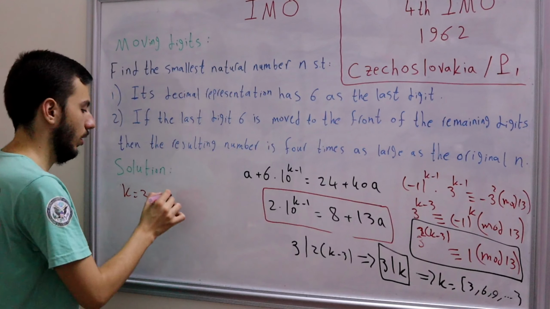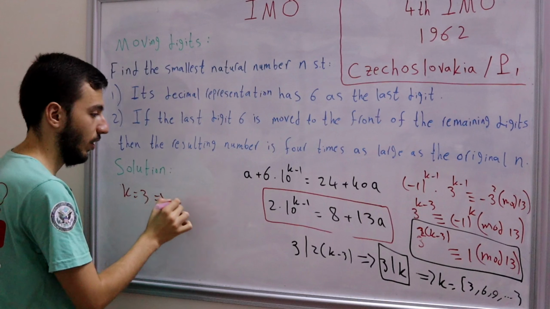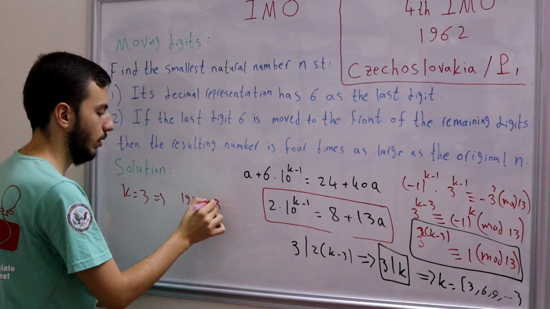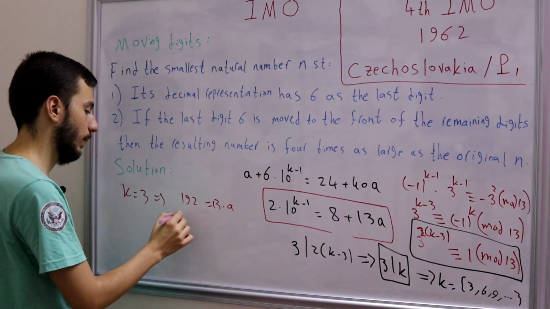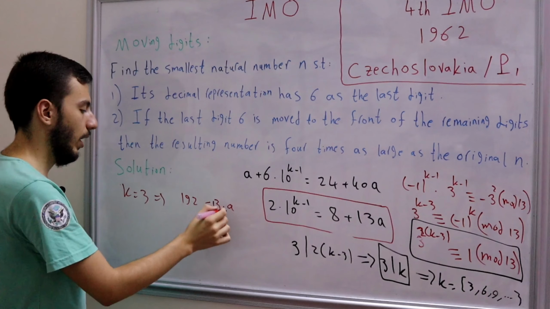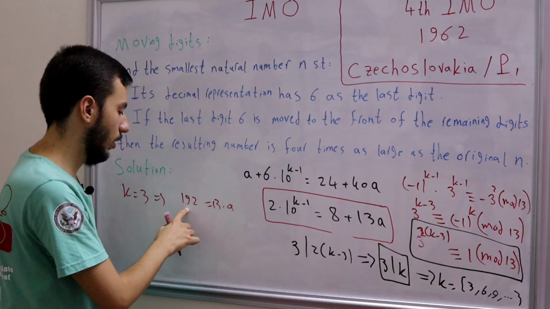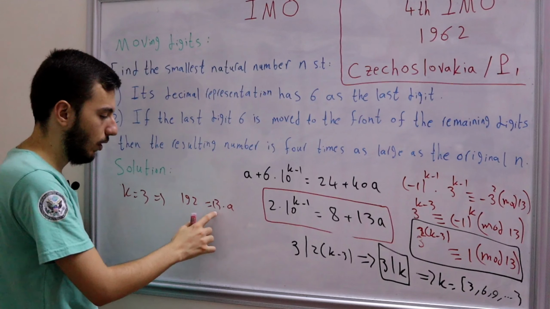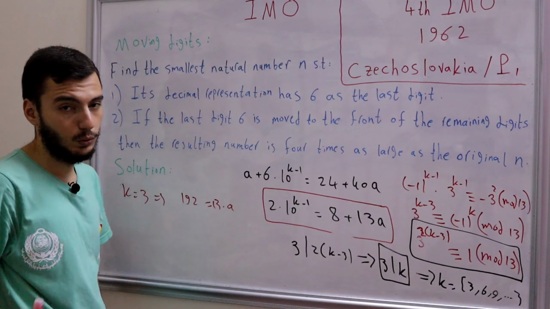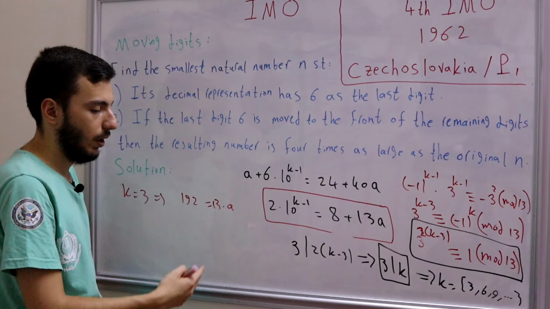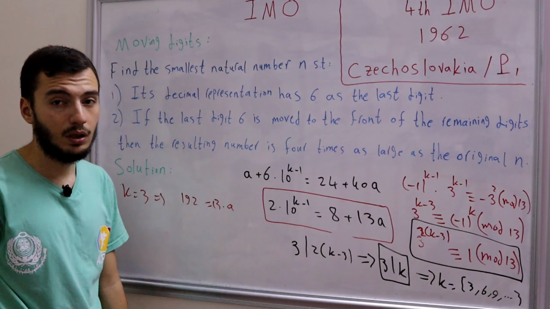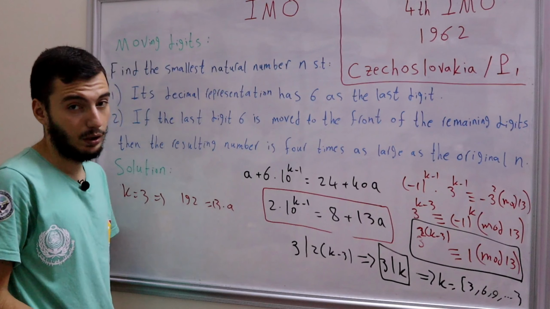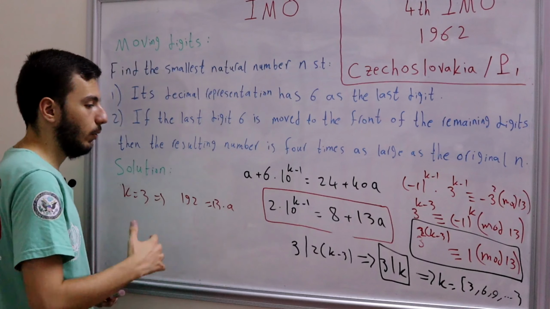This is 192 equals 13 times a. So that basically means that a is just 192 divided by 13. However, if you check, actually 13 does not divide 192. So we can refuse this case because of the divisibility condition here. This is not divisible by 13, so clearly a cannot be an integer here. All right, so k equals 3 is refused.